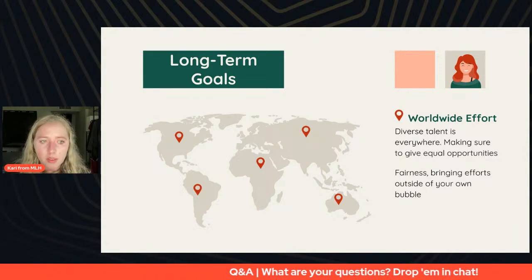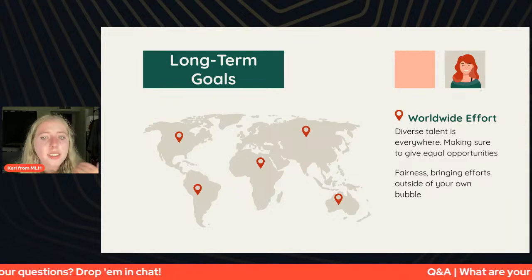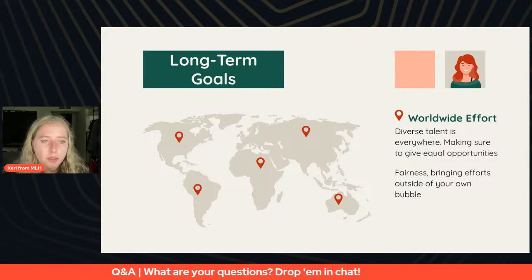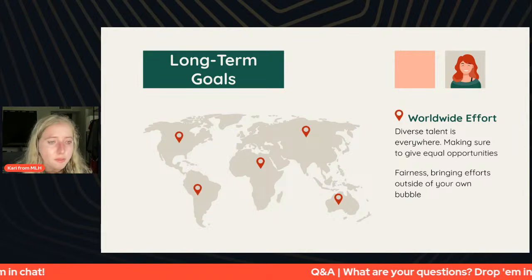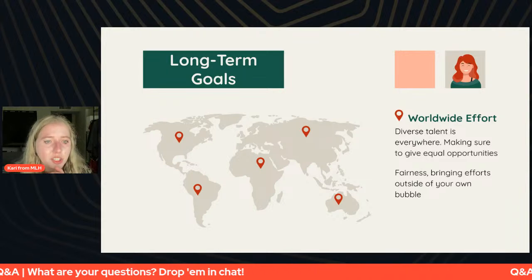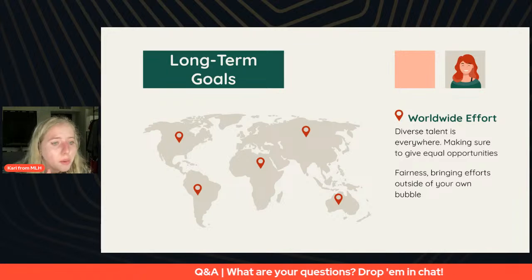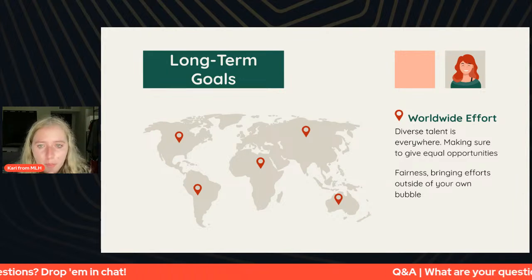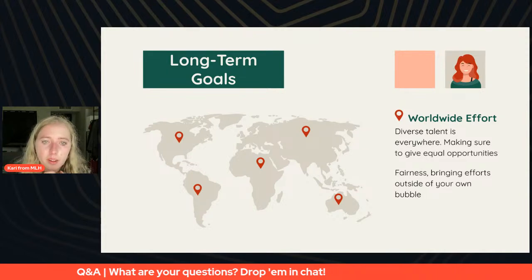That doesn't mean that this is a situation that's only applicable to people in America. Diverse talent exists everywhere. It's important to make sure that we are giving equal opportunities to lots of different people. I do a lot of work with international students, and the job hunting process for them is particularly challenging due to the visa constraints. But in the interest of fairness, equity, and diversity, bringing these efforts outside of your own bubble, coming to worldwide events like these, and having a chance to interact with others in a meaningful way is really important.